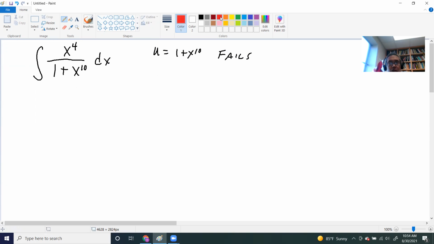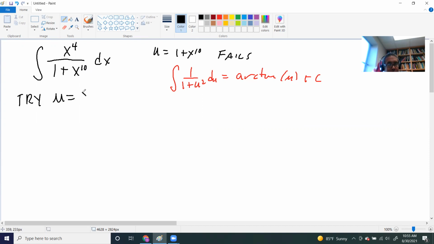Well, we know, sort of in the back of our minds, we realize that's arctangent. So with that in mind, let's figure out what we can do here. In this case, notice if you divide 10 by 2, you get 5, and 1 less than that is 4. So let's try u equals x to the 5th. Then du would be 5x to the 4th.